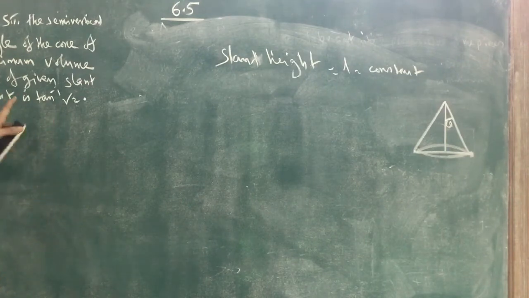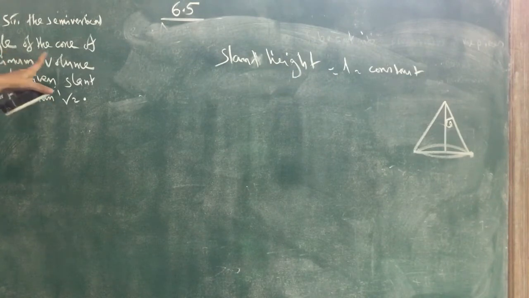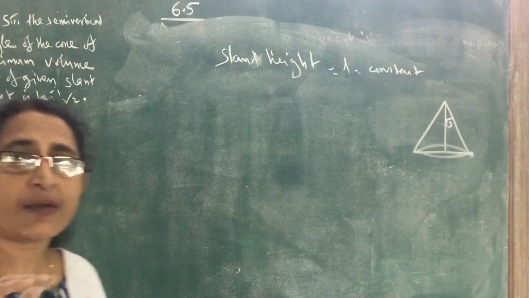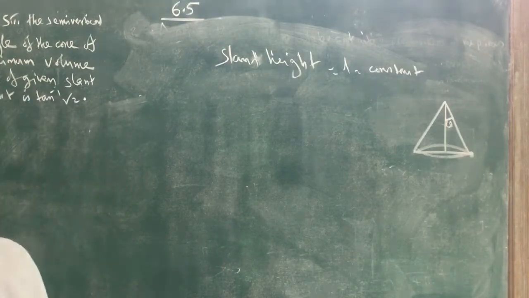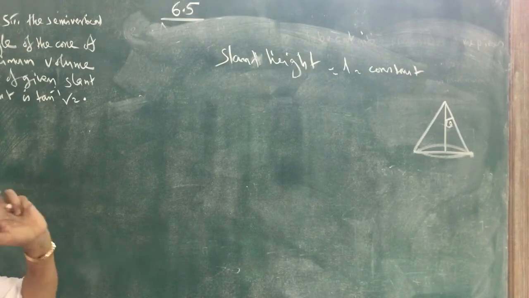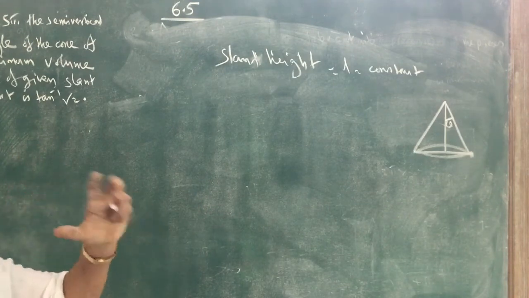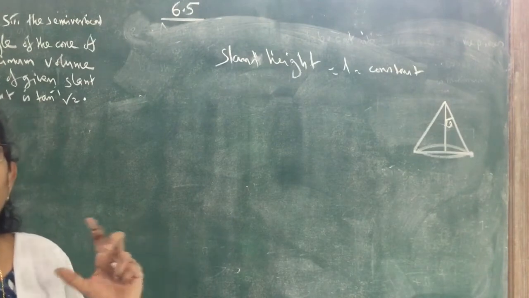When that happens, that means when the volume is maximum. Semi-vertical angle of the cone of maximum volume. That means when the volume of the cone is maximum, then semi-vertical angle theta equals tan inverse root 2. That is what we have to prove. For that we will find when the volume is maximum.